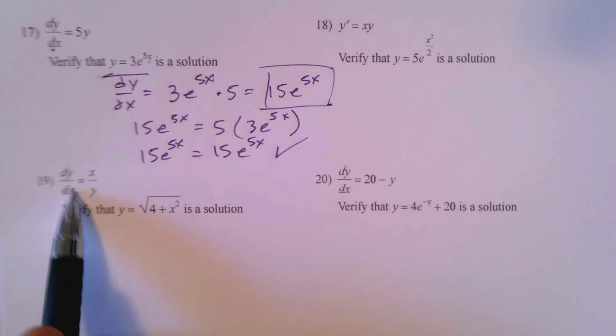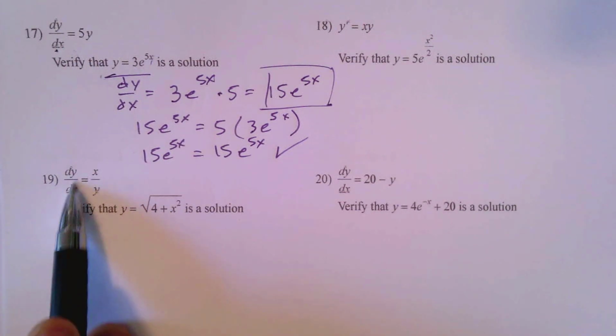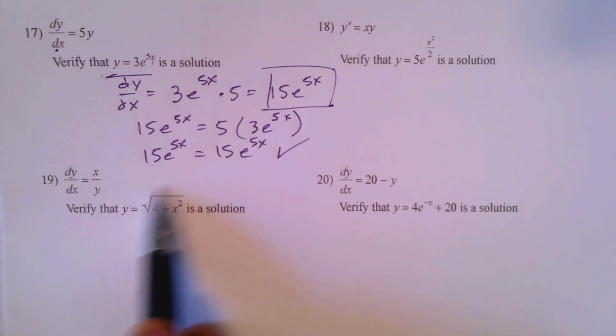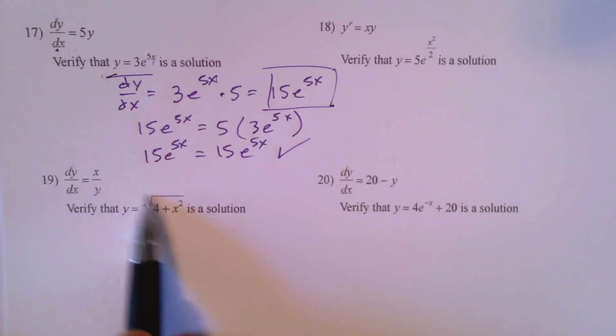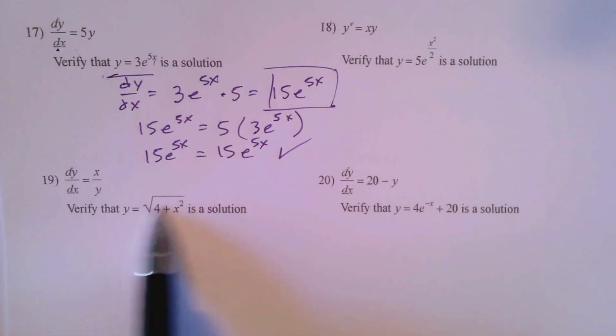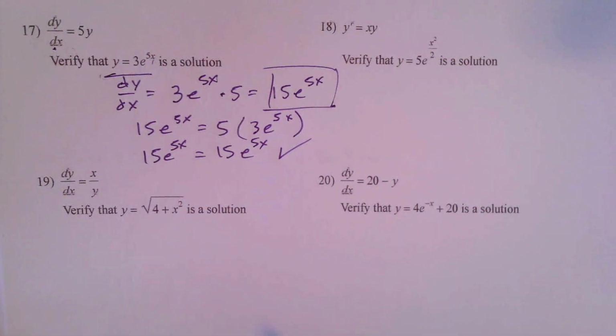Okay, 19 now gets a little bit more complicated, because now we have a differential equation that has both x and y in it. And we want to verify that this is a solution. So we want to be taking the derivative of it, putting it on the left side, and then we're going to take this function and plug it in for y here.